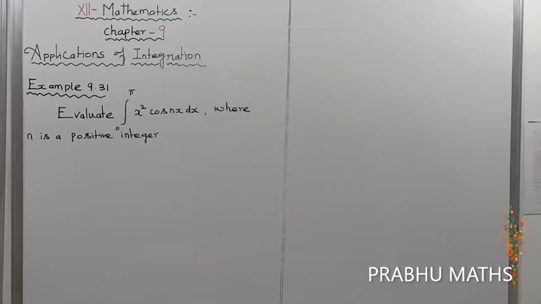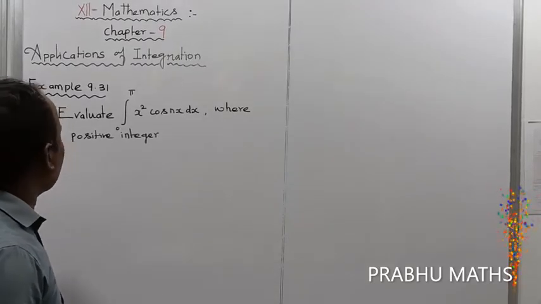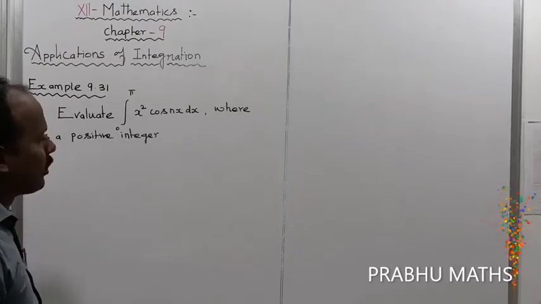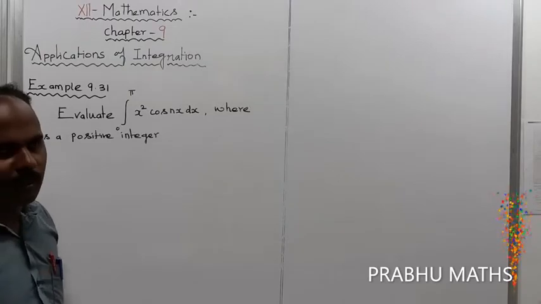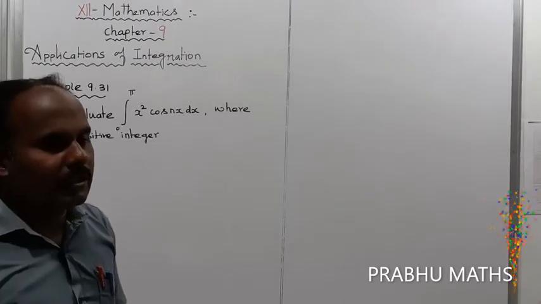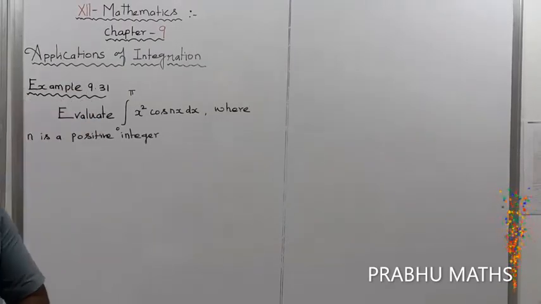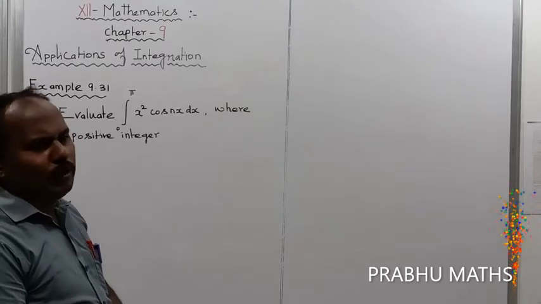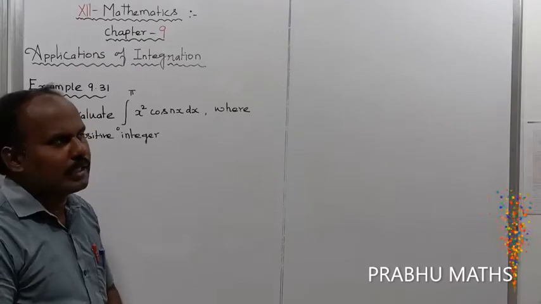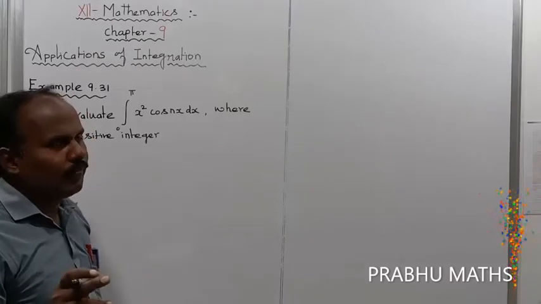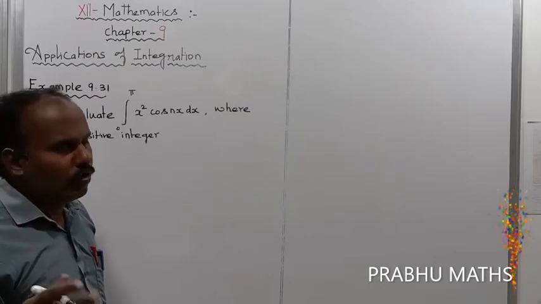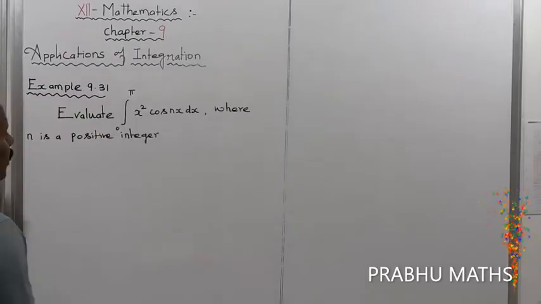Example 9.31: evaluate the integral of x square into cos nx into dx, where n is a positive integer. By using the Bernoulli's formula, that is, integration by parts, integral u dv is equal to uv minus u dash v1 plus u double dash v2 and so on, etc. So that is by using the Bernoulli's formula.